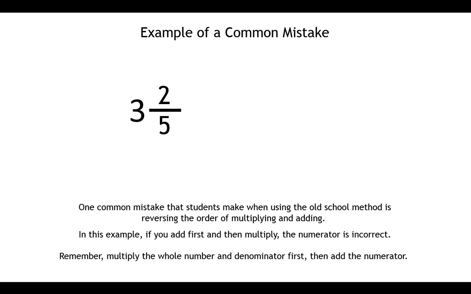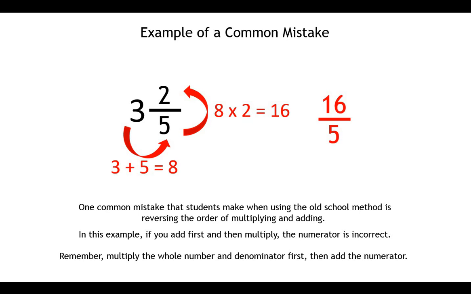One common mistake that students make when using the old school method is reversing the order of multiplying and adding. In this example, if you add first and then multiply, the numerator is incorrect. Remember, multiply the whole number and denominator first, then add the numerator.